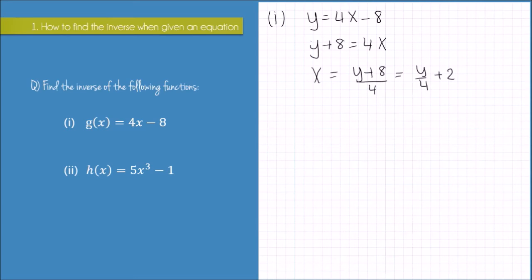So now I have x in terms of y. But for my inverse function, for g inverse, I don't want y to be my input variable, I want x to be. So I just need to relabel this. So instead of having x here, I want to have g inverse of x. And instead of having y as my independent variable, I want x to be my independent variable, or my input variable. So I'll have x over 4 plus 2. And that's g inverse.